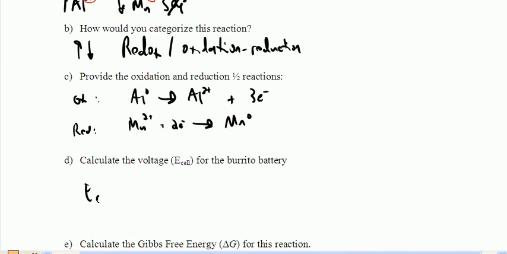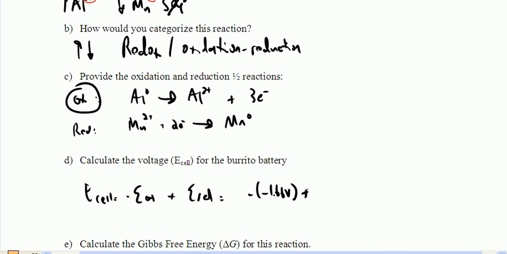Calculate the E cell, which is equal to negative E ox plus E reduced, which is equal to a negative, whatever the value for aluminum is, and according to my periodic table, that's a negative 1.66 volts, and we're going to add that to the manganese, which is negative 1.18, and that's going to give you a 0.48 voltage.